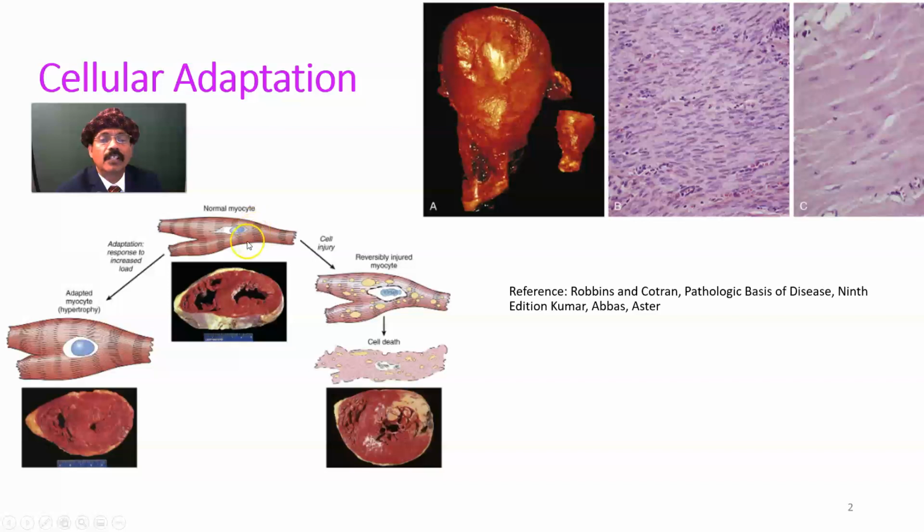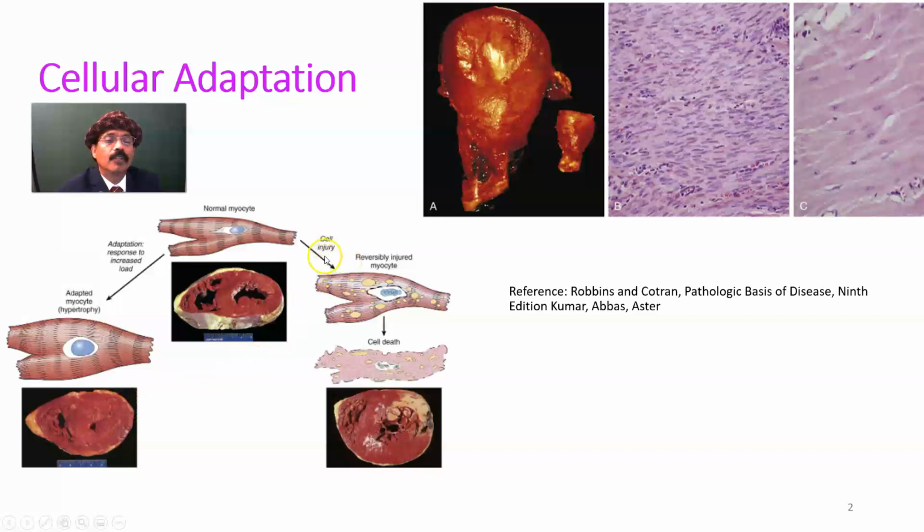This is the intercalated disc. This is the branching pattern. This is the centrally located nucleus. So this is adaptation. In case of hypertension or aortic stenosis, the myocyte, that is the myocardial cell, will get hypertrophied. The myocardial cell has been hypertrophied here. The lumen has been decreased from here to here. This is the myocardium in a normal heart, and from here to here in a hypertrophic heart.